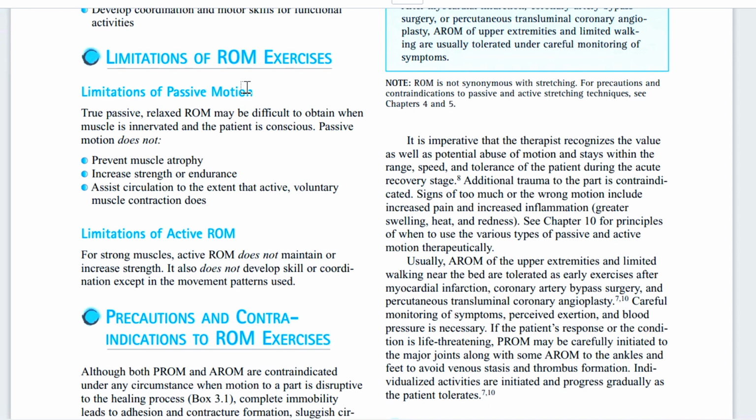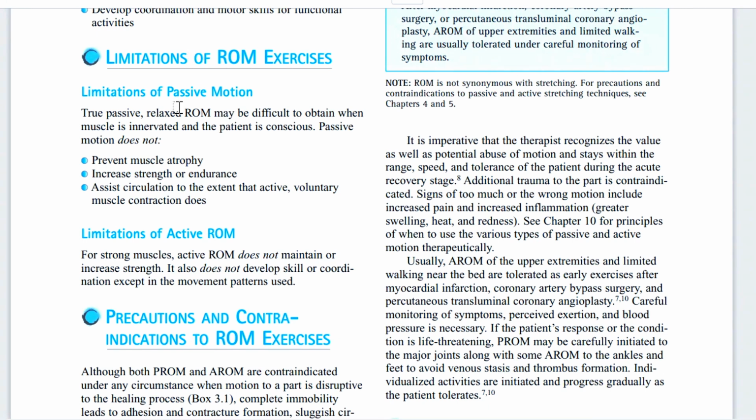Passive motion does not prevent muscle atrophy, where muscle cells can die. So you have to prevent muscle atrophy, you have to increase strength or endurance, you have to assist in circulation to the extent that active voluntary muscle contraction does. You have to work on all of these things, because passive motion cannot do these kinds of things. So you have to do some other movements or exercises to work on these. But if you cannot achieve the passive range of motion, how can you achieve these things? So you have to work on that.